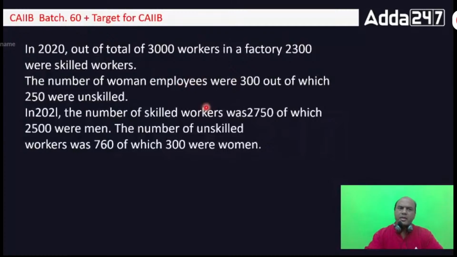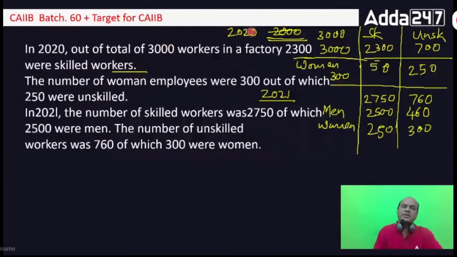Now see this. This is another question, the last question for today, again from your book only. In 2020, out of the total 3,000 workers in the factory, 2,300 were skilled workers. Of the 300 women employees, 250 were unskilled. They are giving 2 separate years, 2020 and 2021. First solve it for 2020, then solve it for 2021. Don't look at both the problems at the same time.